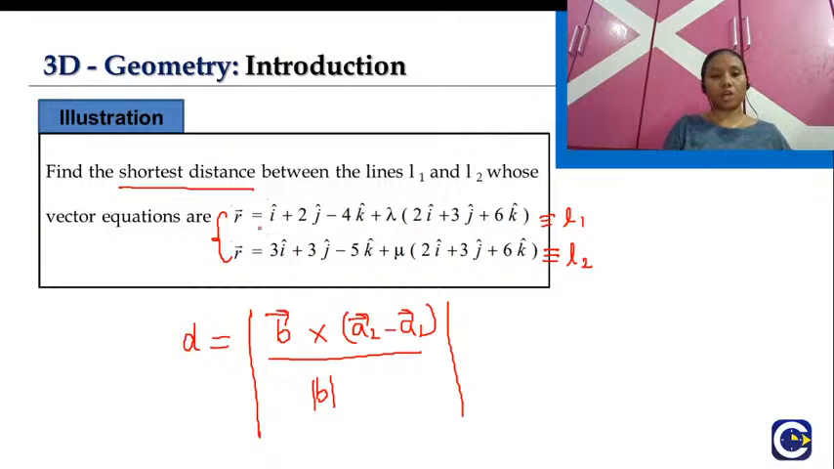So basically, if you observe these line equations r1 and r2 here, this is our A1 bar and this will be my B bar. And here both the vectors are the same, which means this is B bar and this can also be considered as B bar, which means the given two lines are parallel to each other.